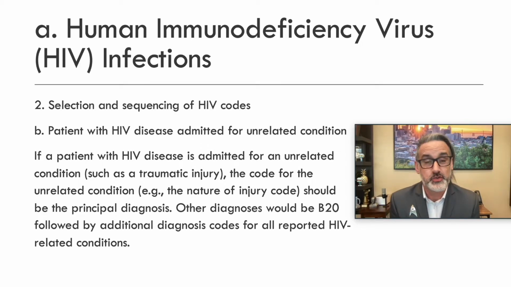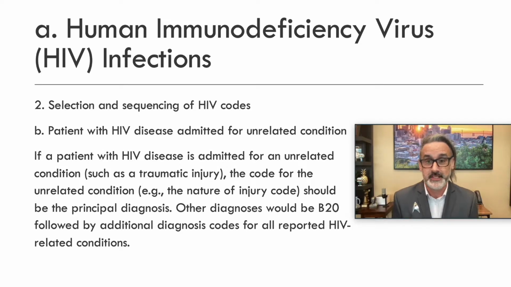It says if a patient with HIV disease is admitted for an unrelated condition, so as the guideline states, if a patient with HIV disease is admitted for an unrelated condition, such as, for example, a traumatic injury, the code for the unrelated condition, in this case, for example, the nature of the injury code, should be the principal diagnosis.